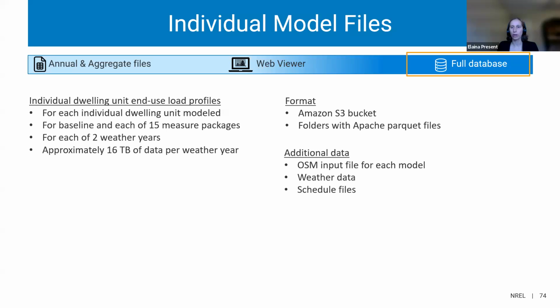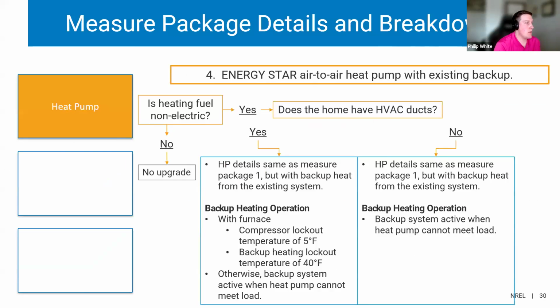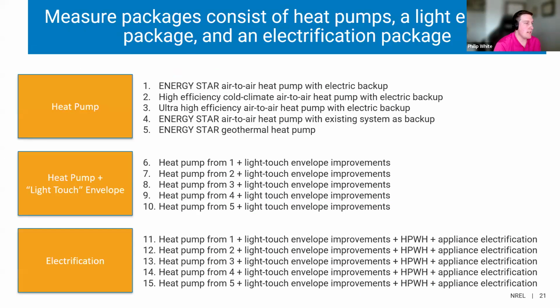Can you go over again which of the upgrades address ground source heat pumps and how? Yeah, let's do that. I'll just get to the long list here. So the geothermal heat pump is upgrade package 5. And then upgrade package 10 is the geothermal heat pump plus light touch envelope improvements. And then measure package 15 is the geothermal heat pump plus light touch envelope improvements plus the electrification packages. So you're looking for 5, 10, and 15.